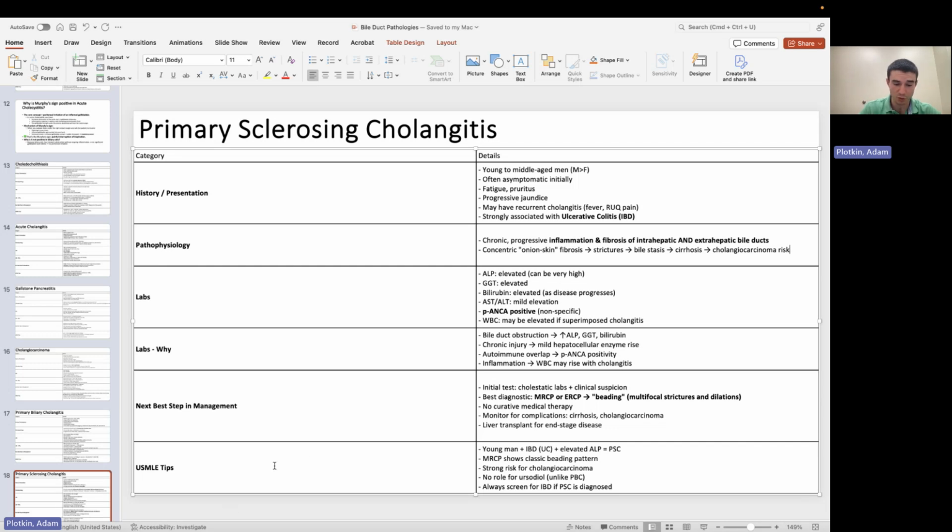So tips for the exam, young man plus UC plus elevated ALP, think about PSC. The MRCP is my go-to. We'll see the classic beading and onion skinning fibrosis. Strong risk for cholangiocarcinoma. There's no role for ursodeoxycholic acid. It does not work. This is both intra and extrahepatic bile duct inflammation and fibrosis. And then always screen for IBD, especially ulcerative colitis, if PSC is diagnosed.